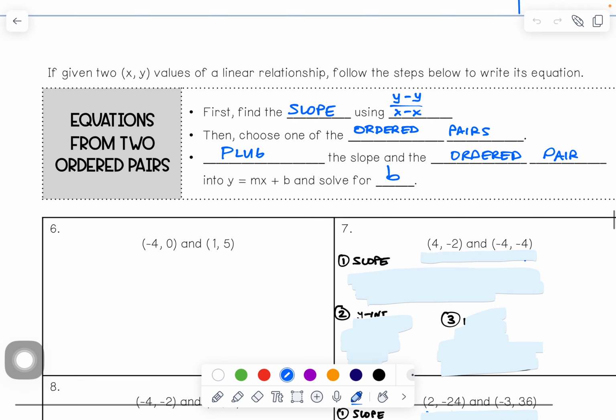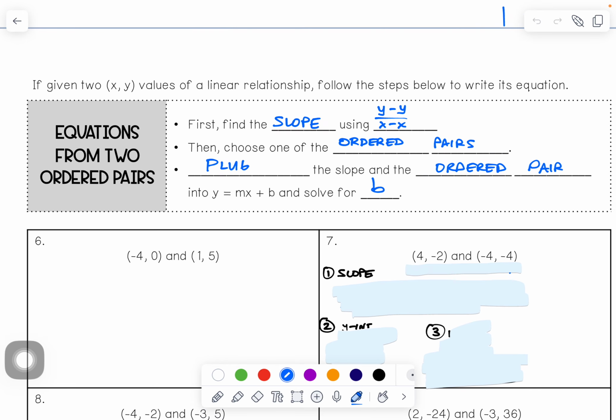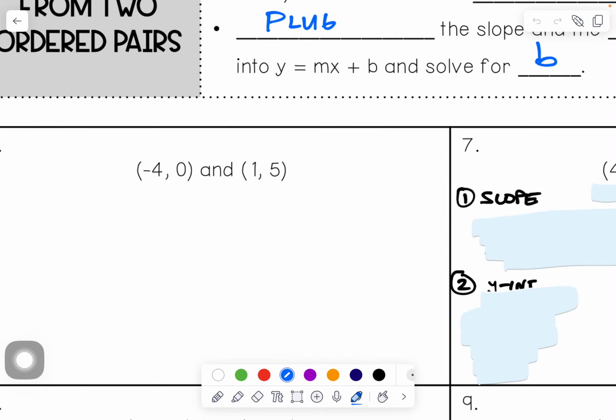So here are the steps that we're going to use to find the equation of a line if we know 2 points. The first step is to find slope using our formula, y minus y over x minus x. That puts us right back to where we were in the last video, where we plug that information in with one of our points and find the b value. So let's take a look at what that's going to look like in action.